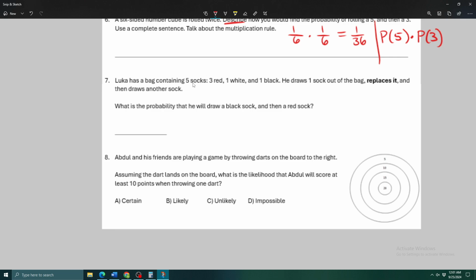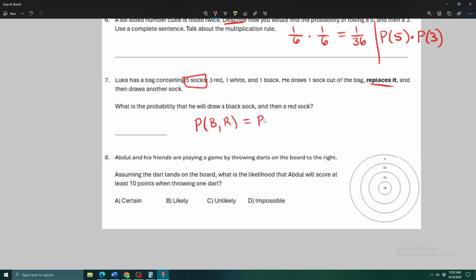Luca has a bag containing 5 socks. So right off the bat, we know our total is 5, so we have a total of 5. He takes one out of the bag, he replaces it, so we know it's independent. He draws another sock. So what's the probability of a black and then a red?